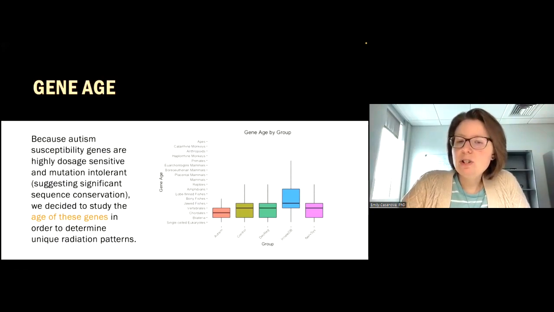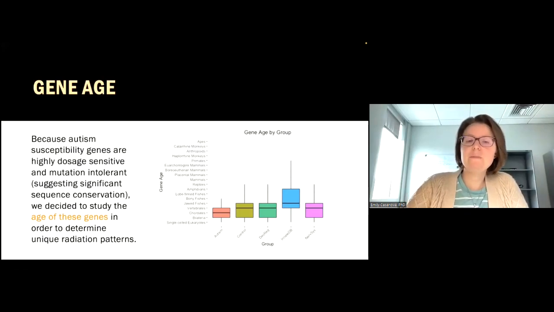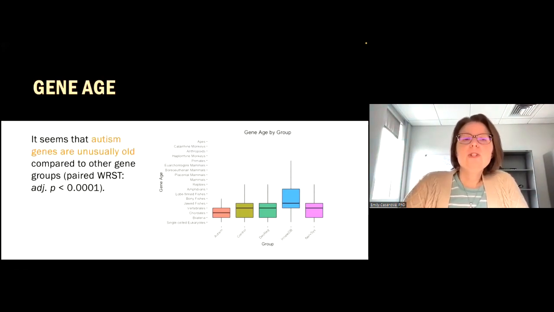And the autism genes are definitely on average older. The immune genes are much younger, which kind of makes sense. And like I said, those immune genes have a really interesting, unique history in and of themselves. So again, yes, autism genes really old.